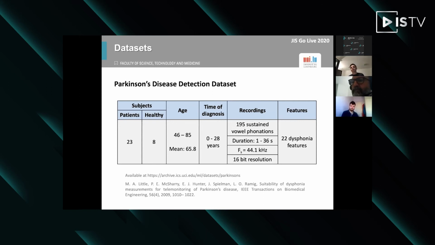Also, there are several publicly available data sets for assessing Parkinson's disease from the speech signal. One of the most used is the Parkinson's disease detection dataset collected at the University of Oxford by Max Little's group, and it contains 31 subjects, out of which 23 are patients and 8 are healthy subjects, and the time since diagnosis is from 0 to 28 years. Unfortunately, this dataset is rather small and contains only around 200 recordings of sustained vowel phonations of the vowel A, and there are 22 dysphonia features that are pre-extracted from the speech. So unfortunately, the speech itself is not available with this dataset.